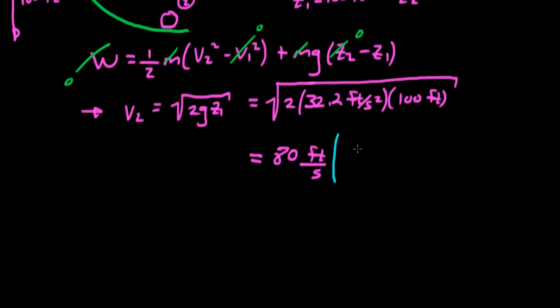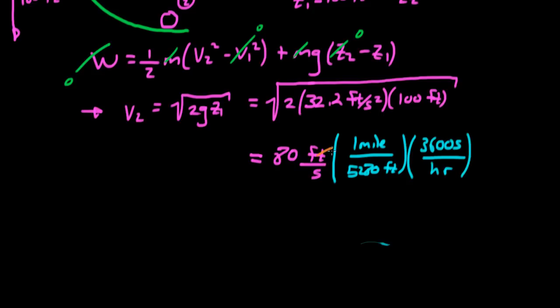Let's convert this to miles per hour. 1 mile is 5,280 feet, and an hour is 3,600 seconds. You see that the feet cancel and the seconds cancel, and we're left with an answer in miles per hour of about 55 miles per hour.